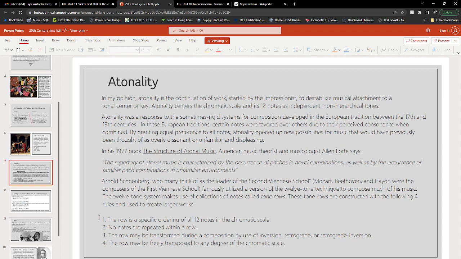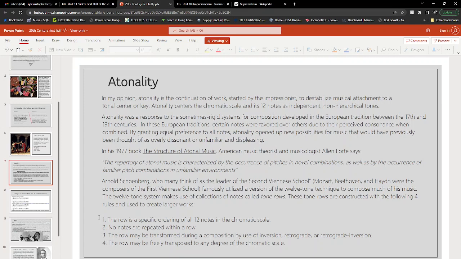So the rules when you're putting together a tone row is that it's a specific ordering of all 12 notes. You can put them in any arrangement, but you have to use all 12, and you can only use each note once. So it's an arrangement of 12 individual notes. You don't repeat any notes. You can transform it during the composition using inversion, retrograde, or retrograde inversion, which we'll find out about on the next slide. And the row may be freely transposed to any degree.